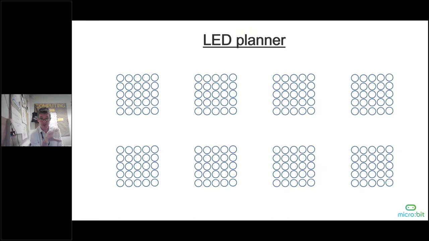I think this is very, very simple, but is really useful if you're ever using micro:bit, particularly with animations. Just using something like this 5x5 grid to get the children to scribble in to identify which ones they are going to light up to create their patterns or to create their animations.